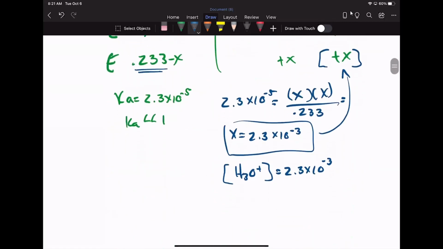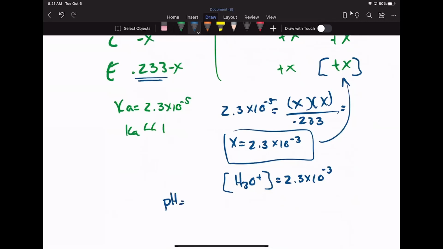So what is the pH of that? Well, we can say pH is equal to the negative log of 2.3 times 10 to the minus 3. Put that into the calculator. Somebody have a calculation for that? I got 2.63. All right, so now we've figured out the pH of that.